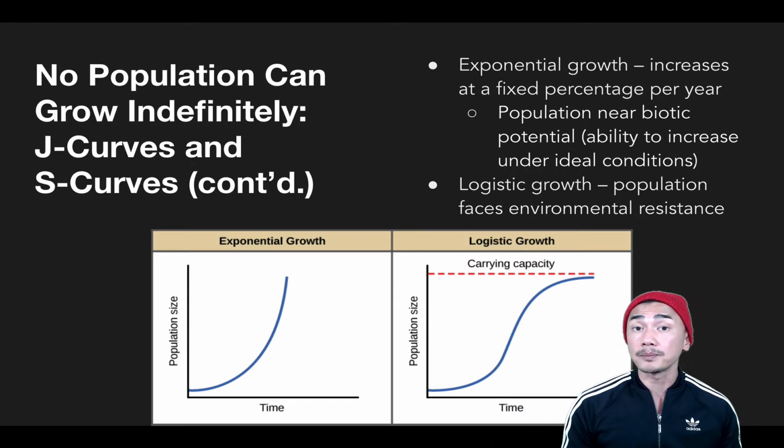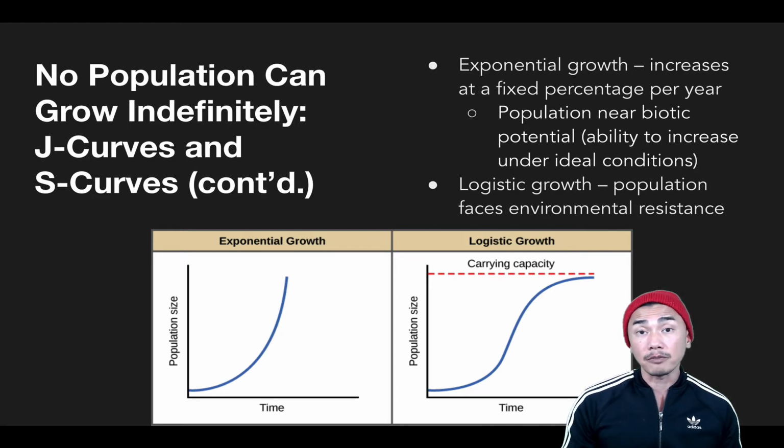There are two types of population growth. The first is called exponential growth and occurs when a population grows at a fixed percentage each year. Growth seems to be limitless, and we say that the population is growing at its biotic potential, the maximum population growth rate under ideal conditions.